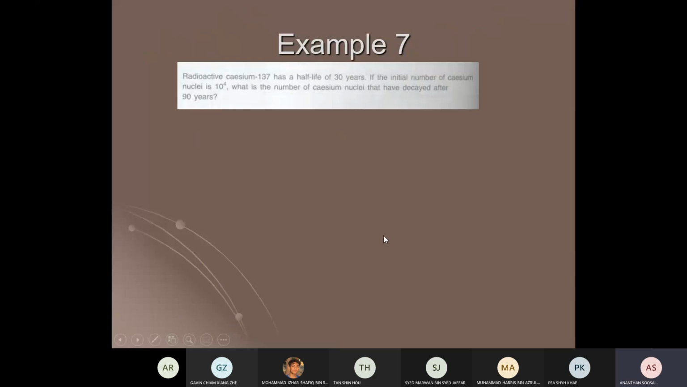Okay, 1 minute for you. Read the question, identify which equation to be used. Is it the first one, A equals lambda N, N equals N naught e to the negative lambda t, or half-life equals ln 2 over lambda? Or do you need to use more than one? Check.